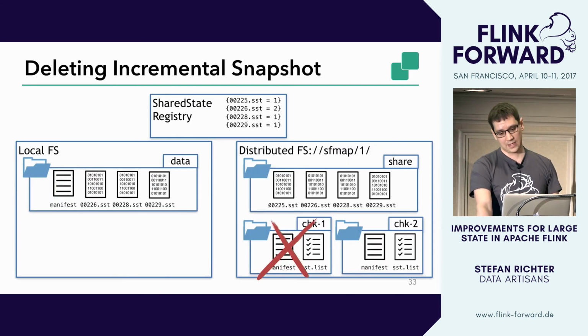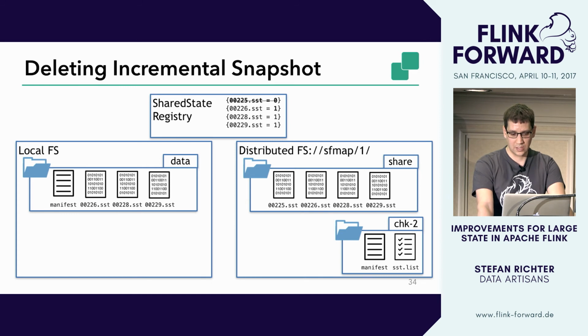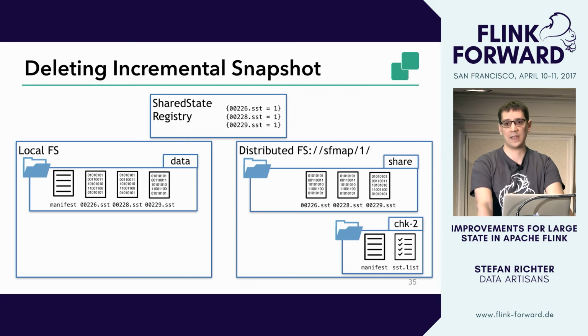So what will happen is that we delete the private directory of checkpoint number 1 and go through the SS table list that we find in this checkpoint directory. With that, we basically modify the reference count in the shared state registry, so we can see that there's no longer any reference to SS table 225, which means that we can remove it from the shared space and from the shared state registry. And this way, the whole incremental checkpointing mechanism is basically also kind of self-consolidating. So you don't have an infinite amount of increments piling up.